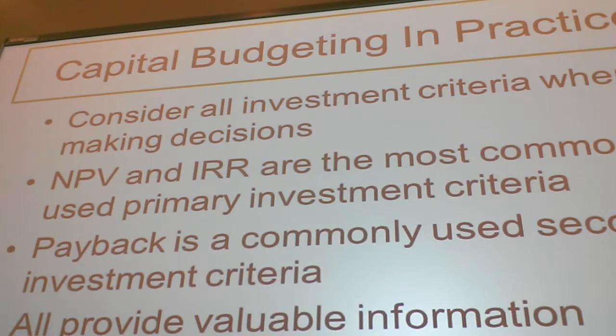Okay? All right, so capital budgeting in practice. What you should do when you're going through capital budgeting is you should consider all investment criteria when making decisions, which is what we've been doing. We've noted that the NPV and the IRR are the most commonly used primary investment criteria. So this is actually used on a routine basis, the NPV and IRR. The payback is a commonly used secondary investment criteria. Why? Because you'd like to know how quickly you would pay something back, so it's worthwhile to know that.